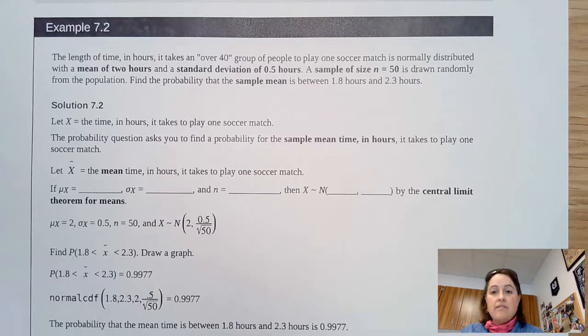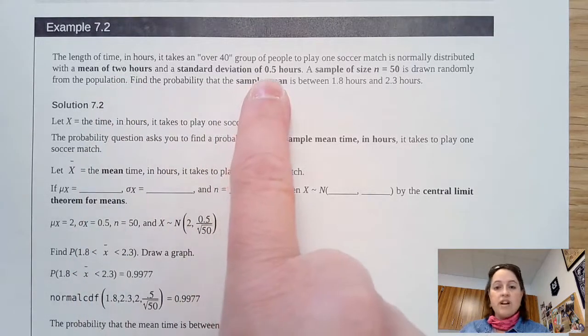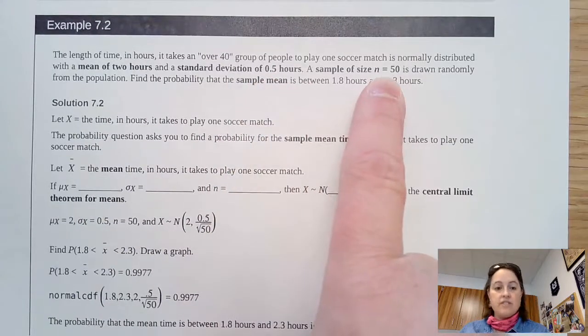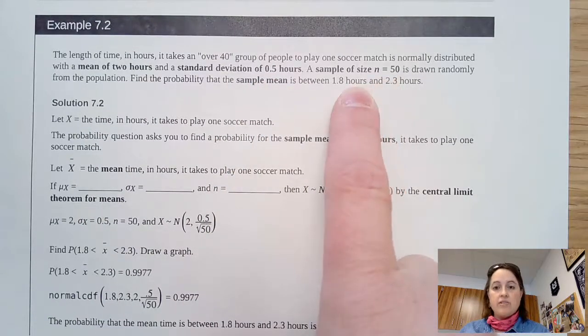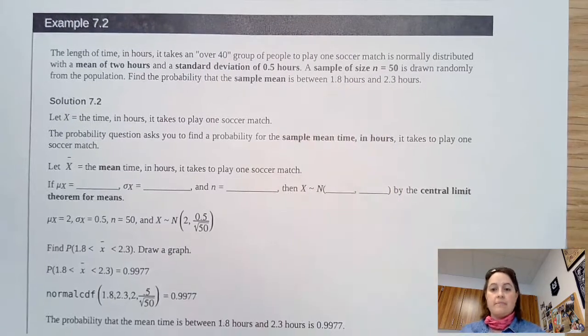All right, so we have a sample size of 50, and that is large enough. We also should have checked to see if this was done with replacement, but they don't give us enough information on that, so we're going to assume that this is done with replacement. As we walk through this, we know our mean is 2 hours, the standard deviation is 0.5 hours, and our sample size is 50. So we're trying to figure out the probability that the sample mean lies between 1.8 hours and 2.3 hours.